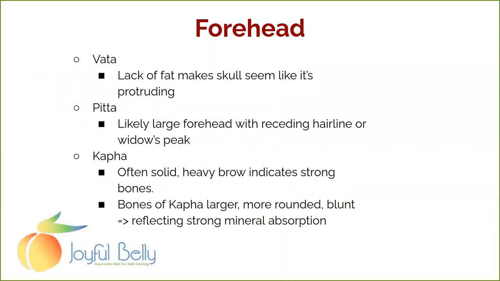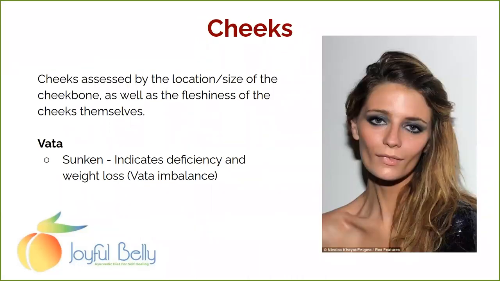The three different doshas, three different constitutions in Ayurveda, where's the forehead? The lack of fat in a vata forehead makes the skull seem like it's protruding. The pitta has a likely larger, wider forehead. Kapha has a solid, heavy brow, indicating strong bones. And the bones of kapha are larger, more rounded and blunt. But also their skin is thick, so their features are more rounded because of the thick skin as well.